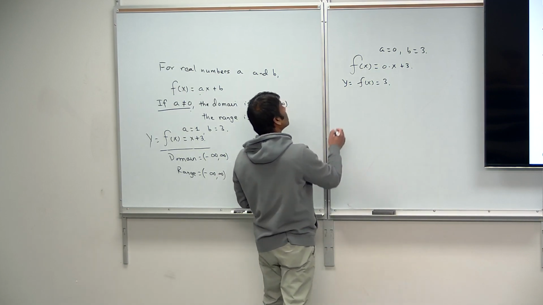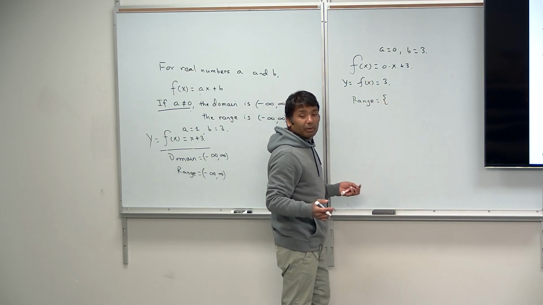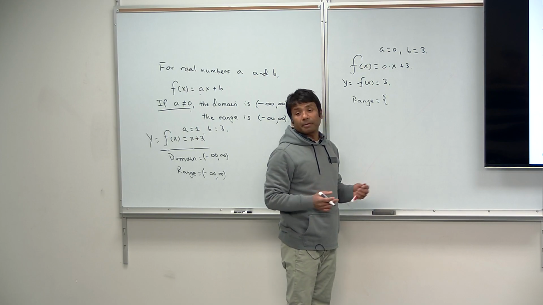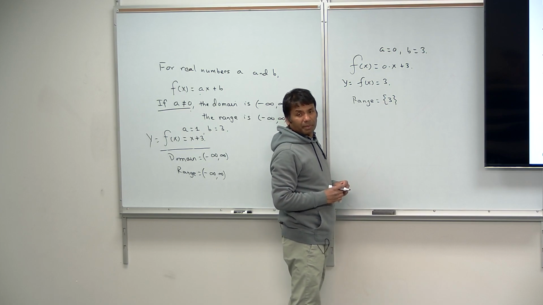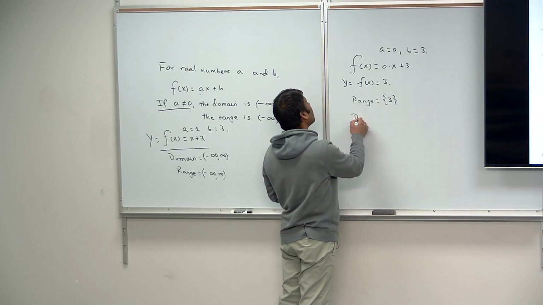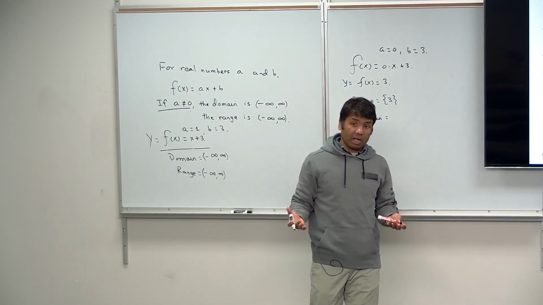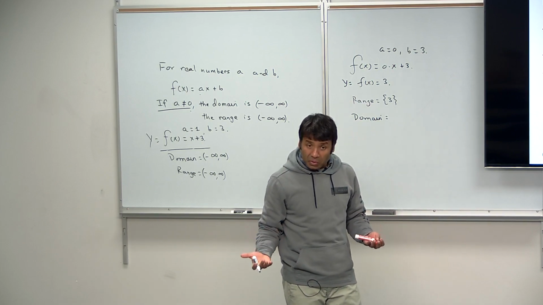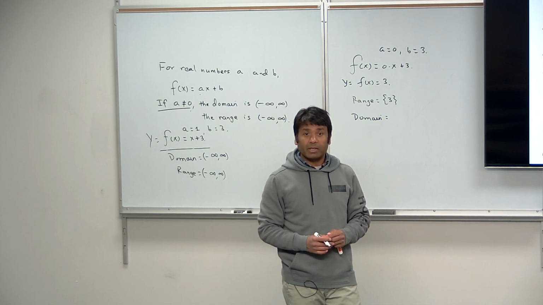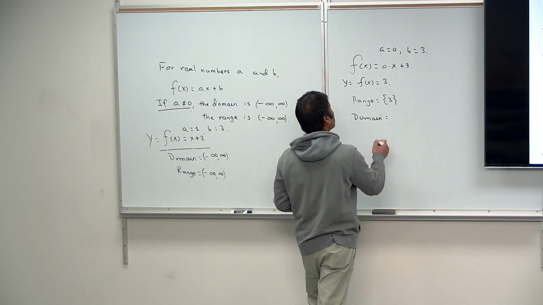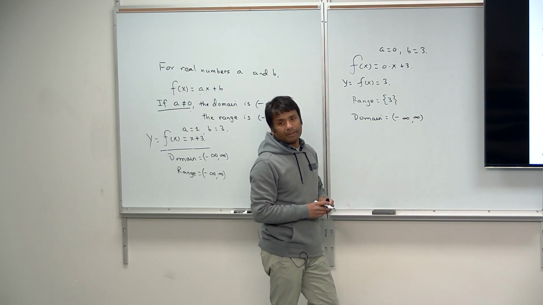Now in this case, your range is fixed. What is the range? What is the y value? 3. So the range is always 3. Makes sense. And your domain is the set of x values. You can plug in any x value. f of 0 is 3, f of 1 is 3, f of 2 is 3, f of 5 is 3, f of 100 is 3. You see that? So the domain is the set of all real numbers. So you can write negative infinity comma positive infinity.